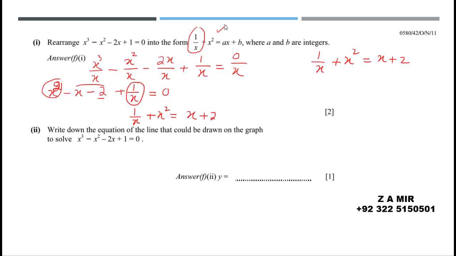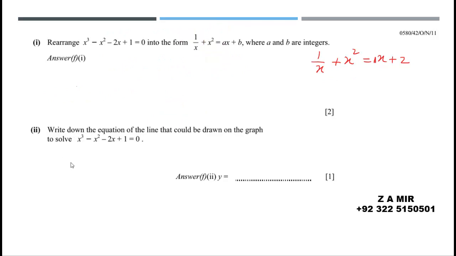And now you can see it is exactly the same. It matches with this. On the right-hand side we have ax, but we have here 1x, so a is 1. And we have b, but we have 2 here, so b is 2. Now we have rearranged this equation into this shape. So let's do the next part, 2.